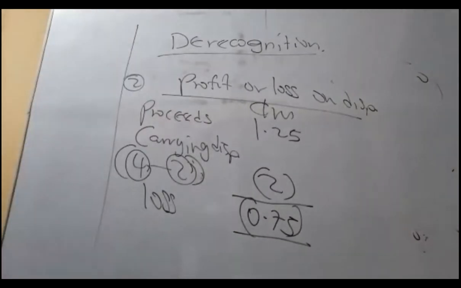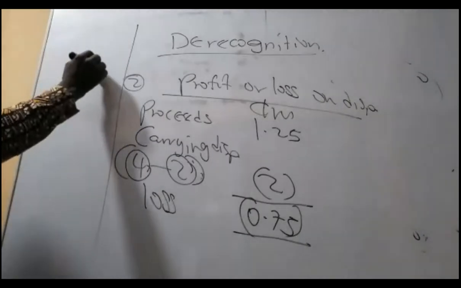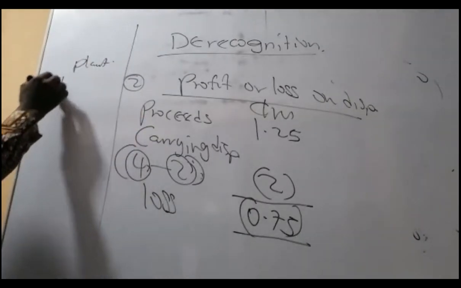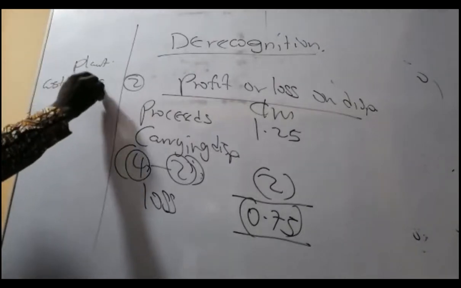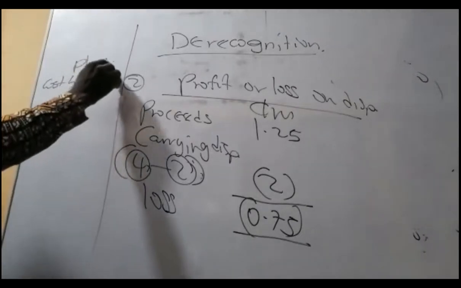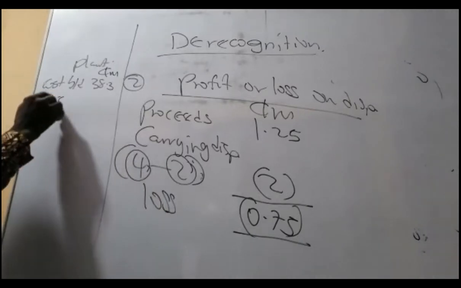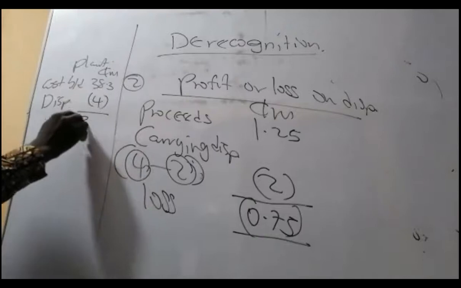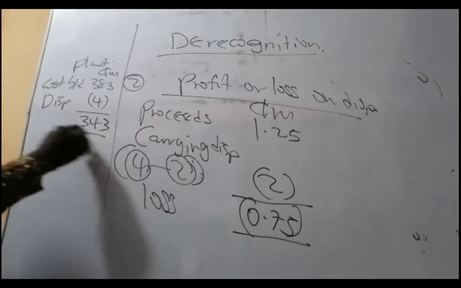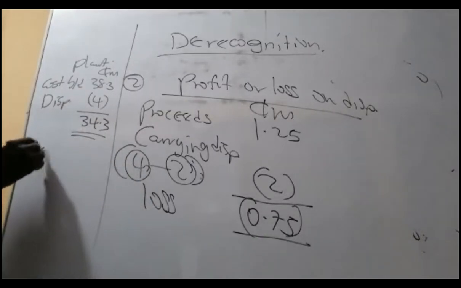Let's do it here. I write plant here and say costs. Balance brought down is 38.3 million. I write disposal here. They sold what? 4 million. So left with what? 34.3 million.